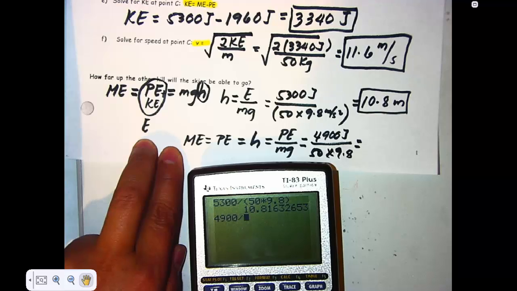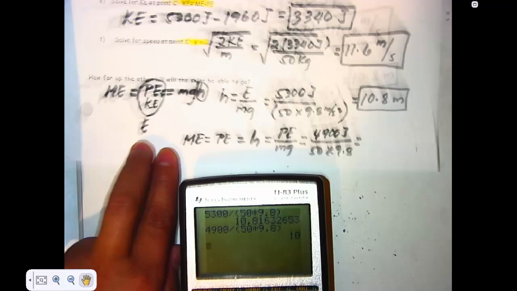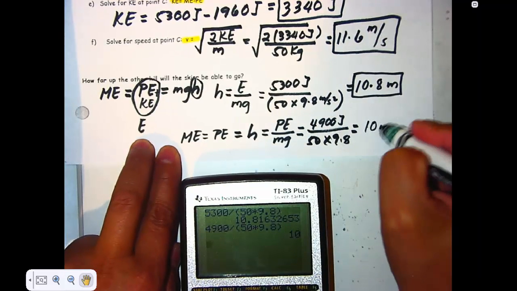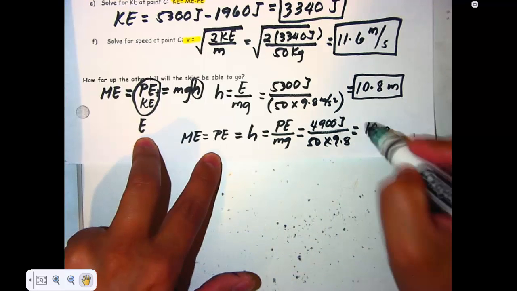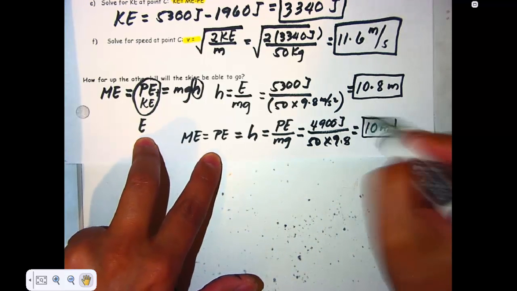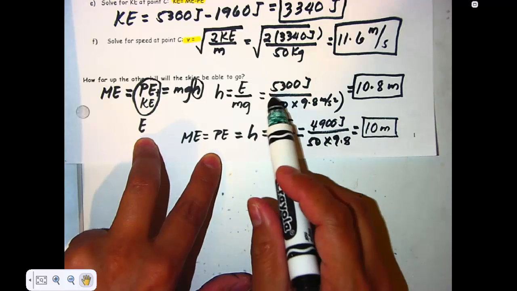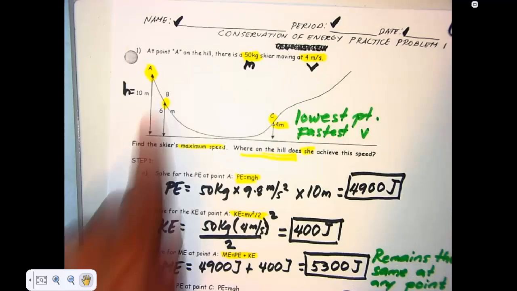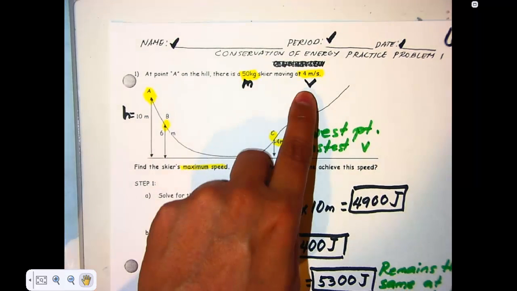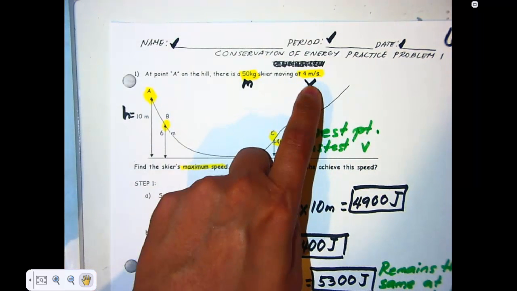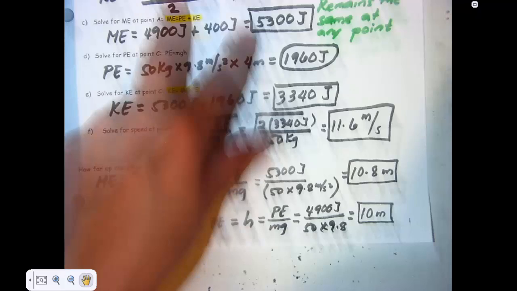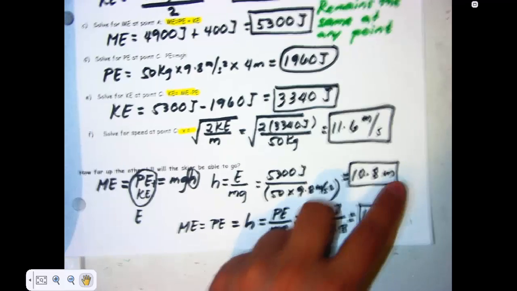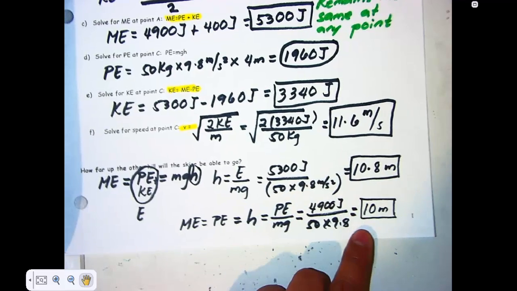4,900 divided by 50 times 9.8 will only give you 10. So in other words, if the object at point A is not moving, the object can only reach 10 meters on the other side of the hill. But if the object is already moving, and in this case, she is already moving at this point with a speed of 4 meters per second, that speed will give her an additional momentum, and so she will actually be able to reach 10.8 meters. Without moving, it will only be 10.